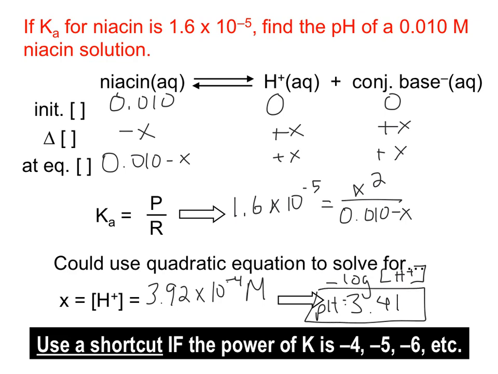Now, in a different video, I'm going to show you another thing, a shortcut. I'm going to show you how to program your calculator in another video. You can use the shortcut if the power of K is negative 4, negative 5, negative 6, etc. So let's take a look at the shortcut.